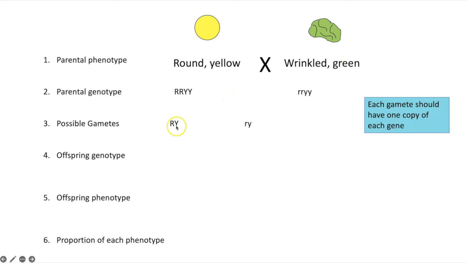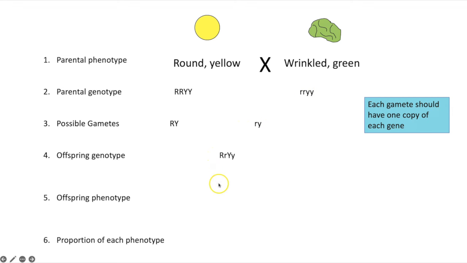Then we work out the possible gametes. And in a dihybrid example, every gamete should have 1 copy of each letter. So 1 of the R's, 1 of the Y's, to indicate 1 copy of each gene. Now for this parent, they can only produce gametes with a capital R, capital Y, which is the 2 dominant alleles. And this parent can only produce gametes with the 2 recessive, so recessive R, recessive Y.